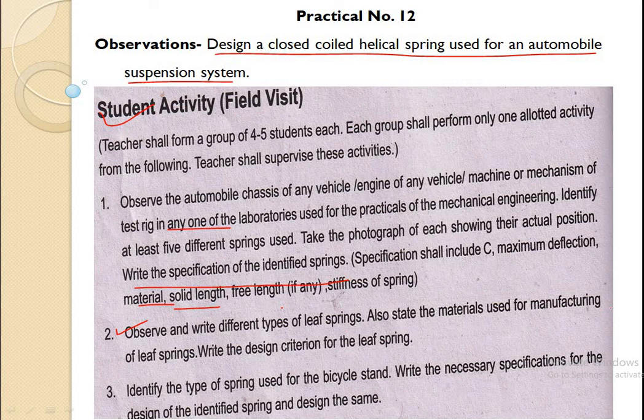Also state the materials used for the manufacturing of the leaf springs and write the design criteria for the leaf spring. And the third activity is identify the type of the spring used in the bicycle stand. Write the necessary specifications for the design of identified spring and design the same. So students has to carry out any one of the activity. So this is regarding the practical, that is the design of spring. Thank you.